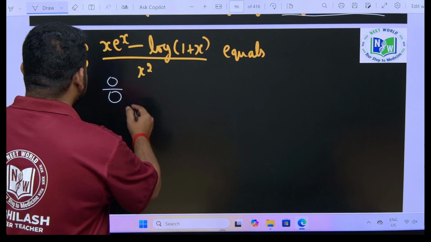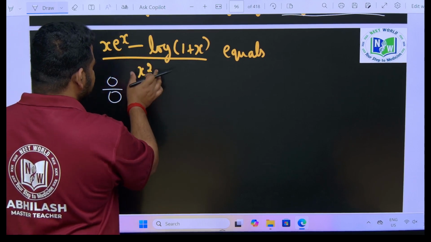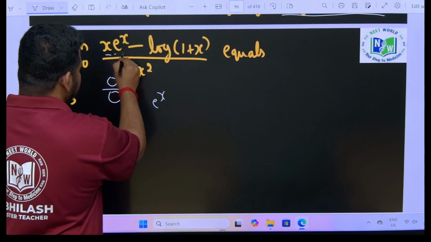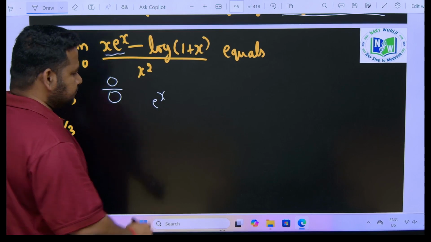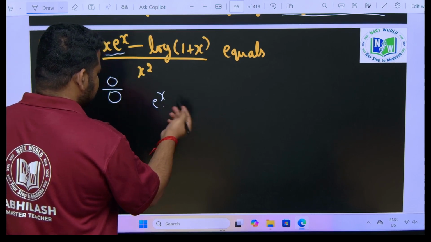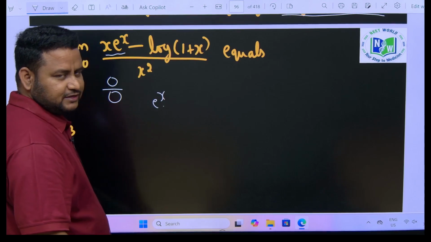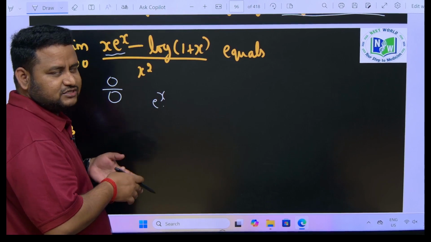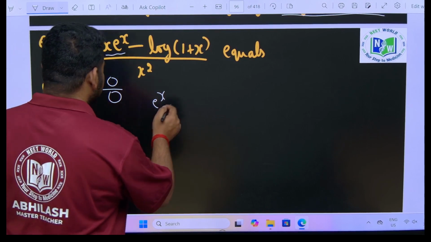So here, what will happen if I differentiate the numerator and denominator? This will be e power x. I am applying the product rule. Basics of differentiation you must know, which you will learn in upcoming classes. Nothing much to worry. But I hope most of you know what differentiation is by now.